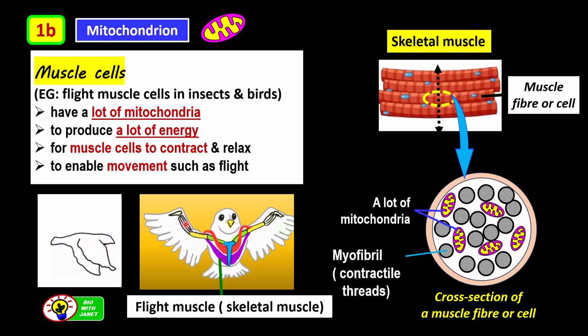For example, for the wings to flap upwards and downwards, this is caused by the contraction and relaxation of the flat muscle cells here. Okay, so we know that for birds, flying is a very big effort to be able to maintain their position in the air. They need to flap their wings very strongly and rapidly. So they need to have a lot of mitochondria in their flat muscle cells in order to produce energy for the rapid, powerful flapping of the wings.